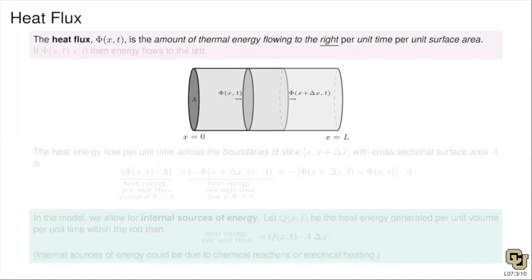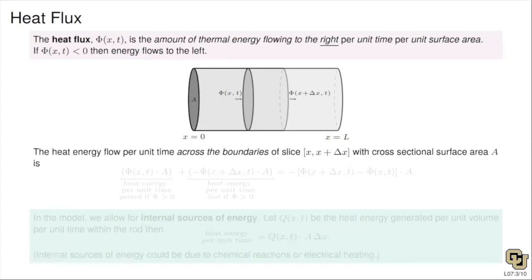So the heat flux, again, you should have to use your imagination to think about what heat flux is. It's the amount of thermal energy flowing to the right per unit time per unit surface area. So if capital phi is negative, then the energy is flowing to the left. Remember, this is a one-dimensional rod.